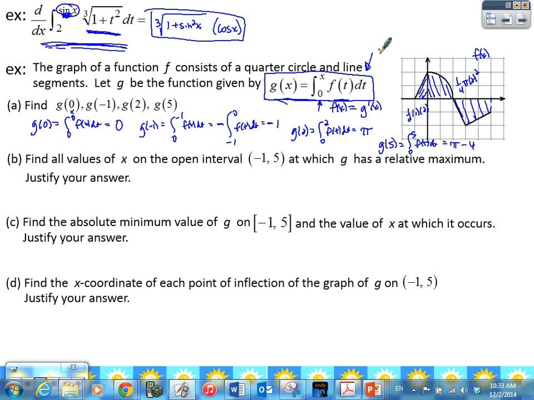So part B says find all the values of x on the open interval, negative 1 to 5, at which g has a relative maximum. Where do we find relative maximums? When the derivative is 0 or undefined, right? Now this is a picture of the derivative. Do we have any holes in this picture? No. But we do have a 0. The 0 is at 2. Okay, it's at 2. So let's do a sign chart.